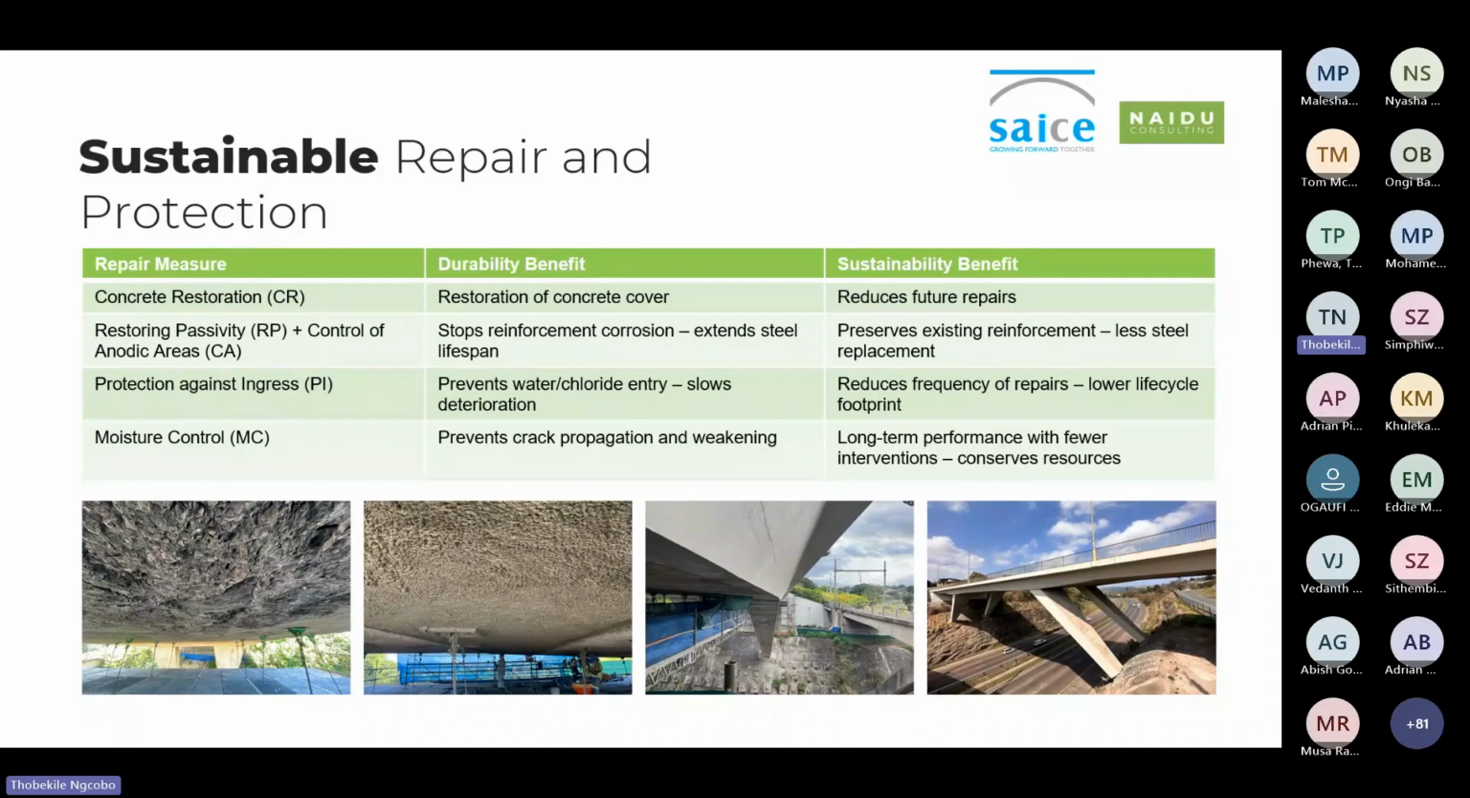So together, these measures demonstrate that durability and sustainability are not necessarily separate goals, but they are mutual. By protecting existing materials, extending service life, and reducing the frequency and scale of future repairs, the overall environmental impact of the bridge throughout its life cycle is significantly reduced.